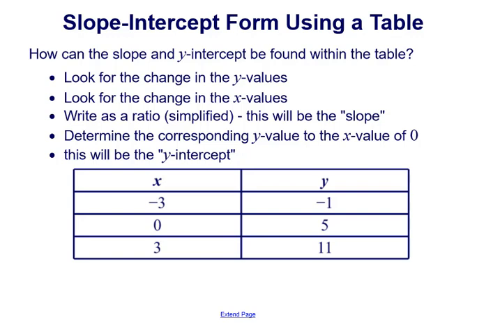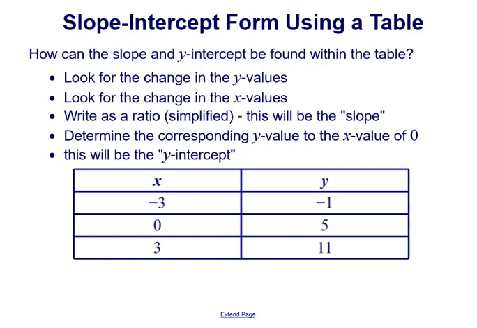So how can we find the slope and y-intercept using a table? Well, using the table, we first would look at the change in the y values, then we would look for the change in the x values. This will give us the slope when we write it as a ratio, the change in y over the change in x, and simplify it. Then we can determine the corresponding y value to the x value of 0, and that will be the y-intercept.